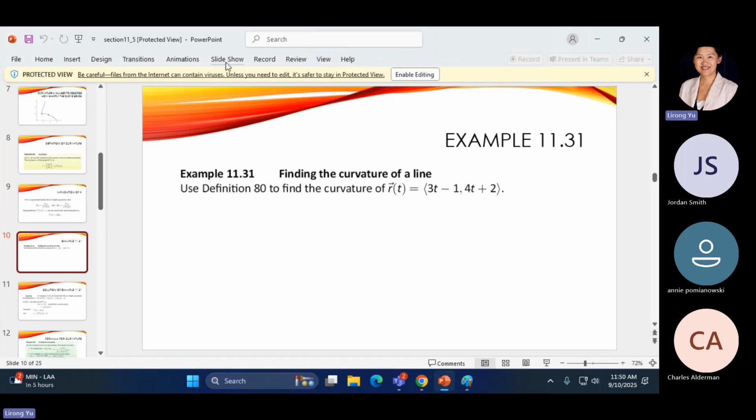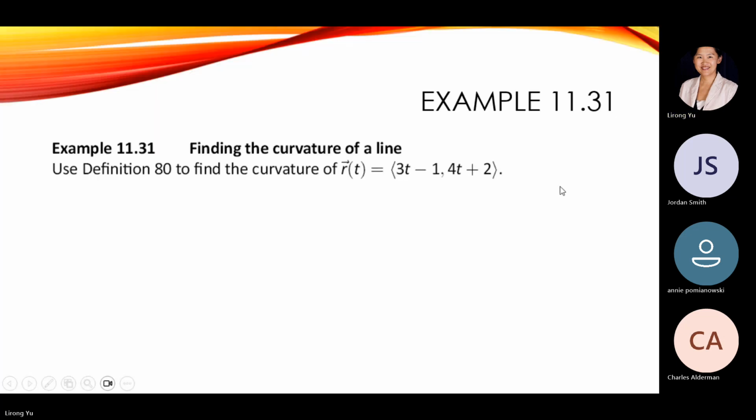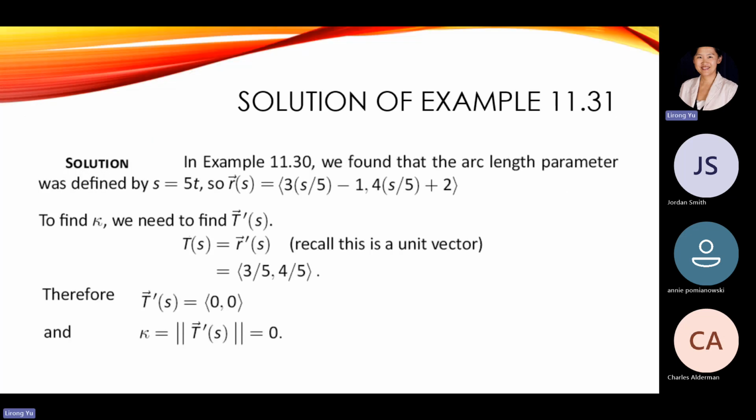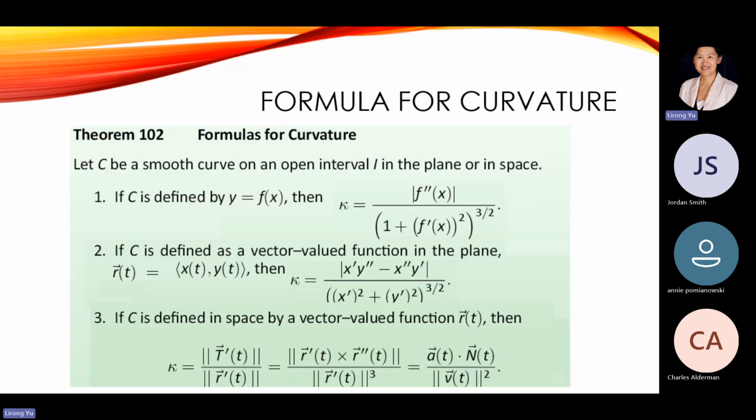Back to that was the answer to the question. The T is the r prime of s because we're using the arclength parameter, and so I'll have kappa equals 0. Okay. There's a jump between all the stuff we're doing. I feel like from here to here, there's a big jump.